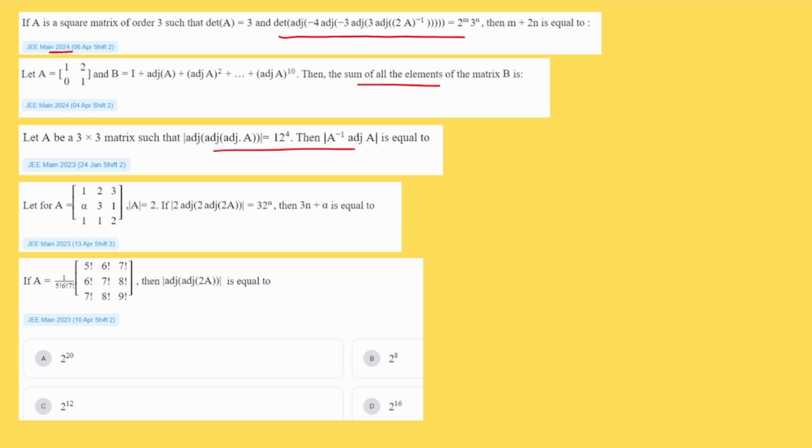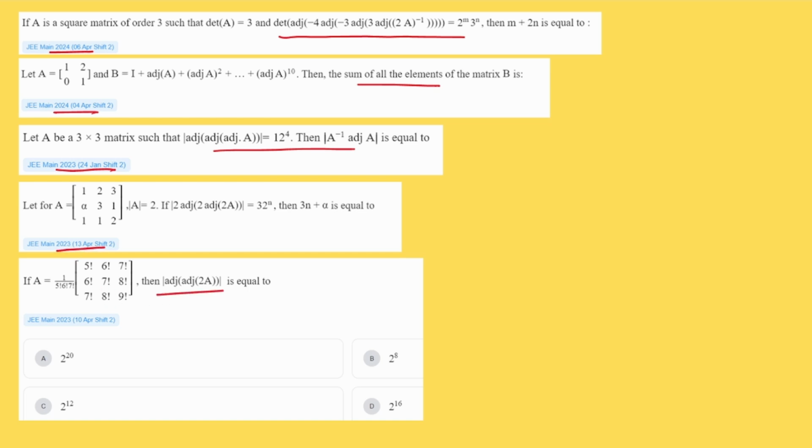This was asked in the year 2024, again 2024 April shift. It was asked on the 6th of April. This was asked in the 2023 January shift, 24th January. This was asked in the 2023 April shift, 13th of April.